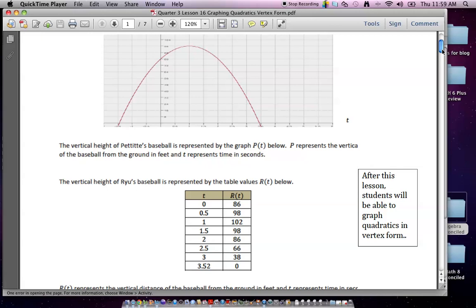Next up. Whose ball reached the ground fastest? Okay. The ball reaches the ground here. This is 0.5, 1, 1.5, 2, 2.5, 3. Just before 3.5 seconds.